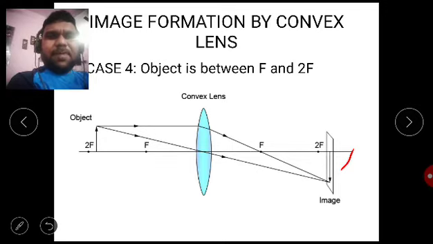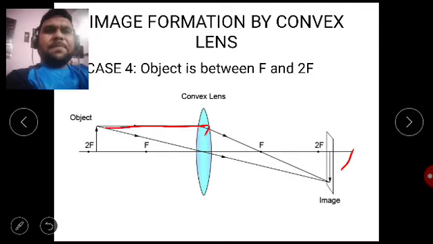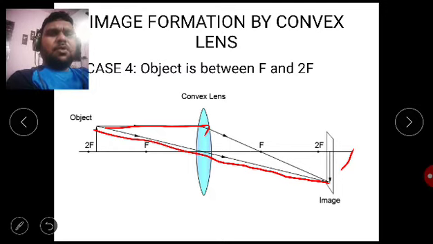What will be the size of the image? Image will be enlarged. What will be the nature of the image? The nature of the image will be real and inverted, larger than the object, and on the other side where the object is kept. When the object is between f and 2f, we can understand with the help of the ray diagram: parallel to the principal axis and through the optical center, they are meeting at this point. So we can clearly see real, inverted, larger than the object, other side, and magnified.